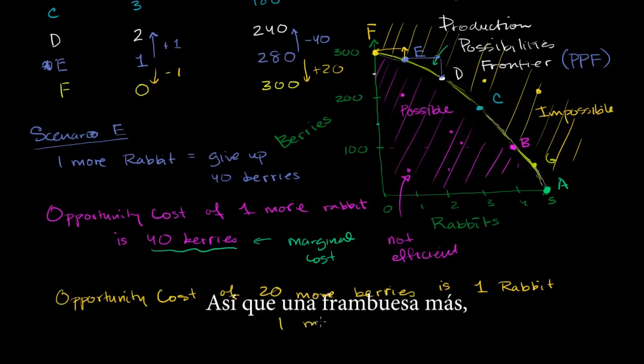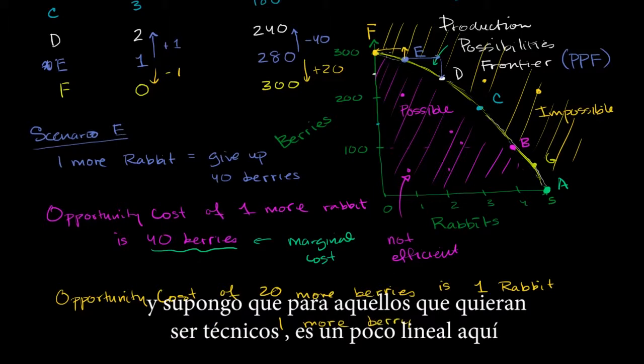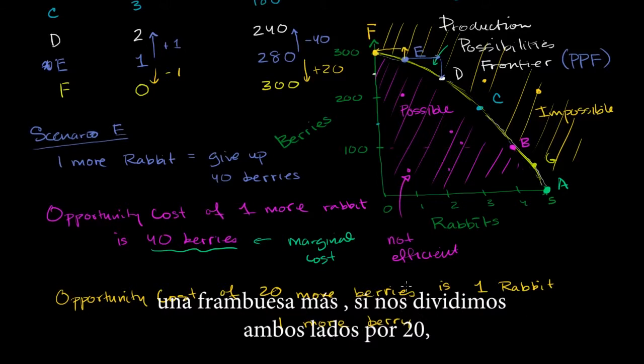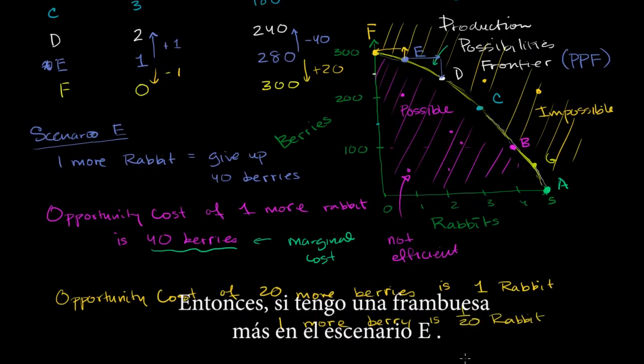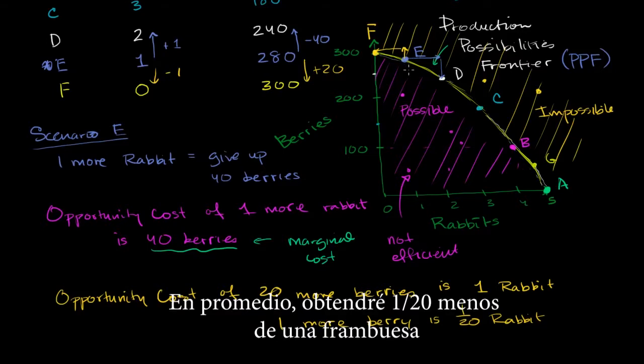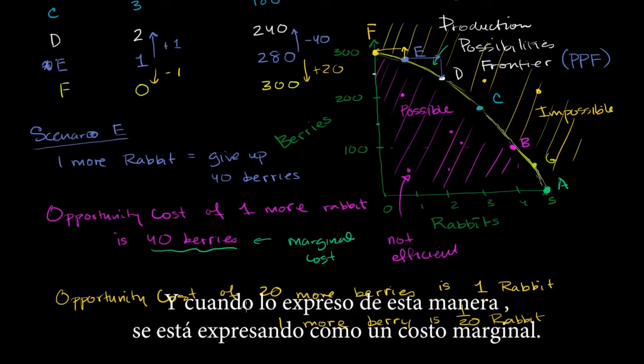So one more berry, and I'll assume, for those of you who want to get technical, that it's somewhat linear right over here. One more berry, if we divide both sides by 20, is 1/20th of a rabbit. So if I go for one extra berry, sitting in scenario E, on average, I'm going to give up 1/20th of a rabbit. And when I phrase it this way, it is being phrased as a marginal cost.